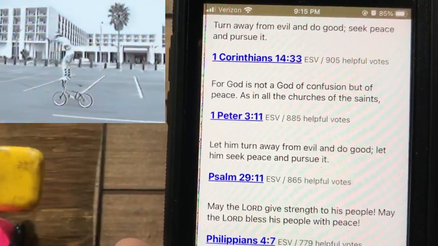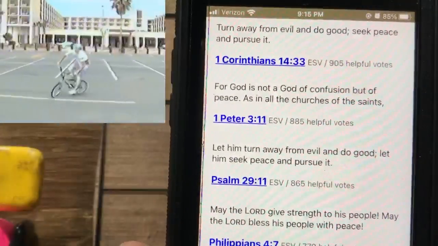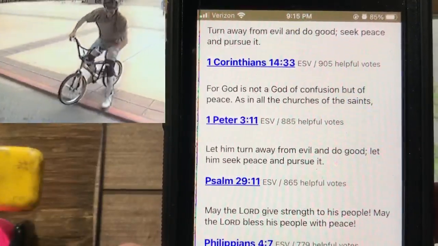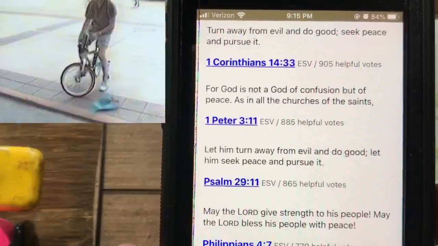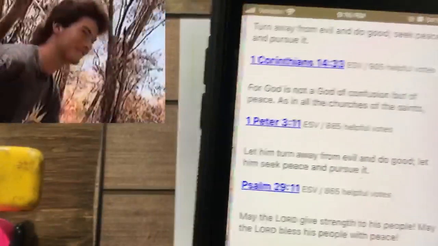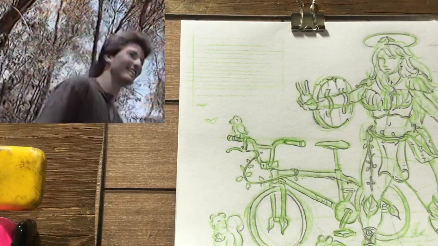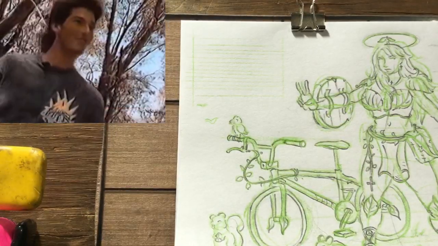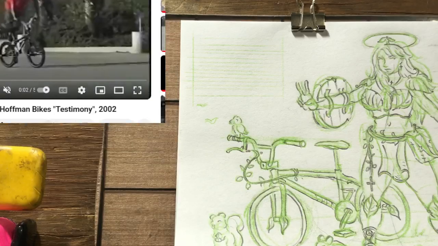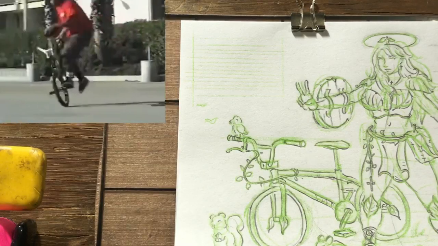What about that one? 1 Peter 3:11. Let him turn away from evil and do good. Let him seek peace and pursue it. There's so many verses, I don't know which one to put in here. I gotta ponder about this a little bit. Let's see here.